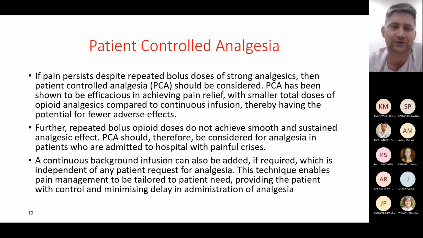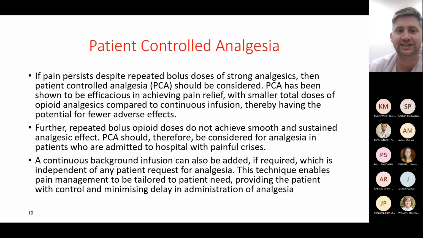Further repeated bolus opioid doses do not achieve smooth and sustained analgesic effect. PCA should therefore be considered for analgesia in patients who are admitted into hospital with painful crises. So we do have some patients in our patient key records where we said that they can have a PCA, and we've given the doses that we normally use. Anything different to those doses needs to be discussed with the senior.